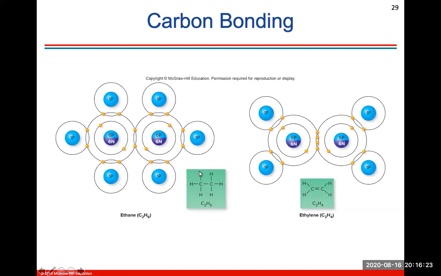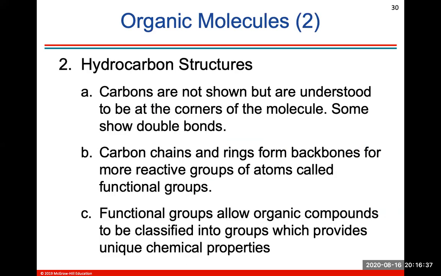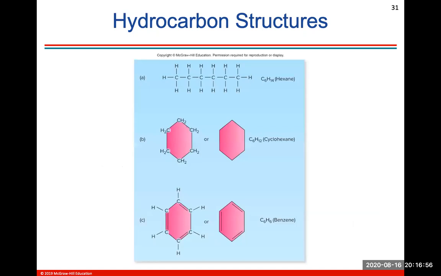This is a look at how we draw bonds. If there's a single dashed line, that's a single bond, and if there's a double dashed line, that means a double bond. So again, most organic molecules will contain carbon and hydrogen. Hydrocarbon structure: carbons are not shown but are understood to be at the corners. Some will show double bonds. Carbon chains and rings form backbones for more reactive groups of atoms called functional groups. And functional groups allow organic compounds to be classified into groups, which provide unique chemical properties.